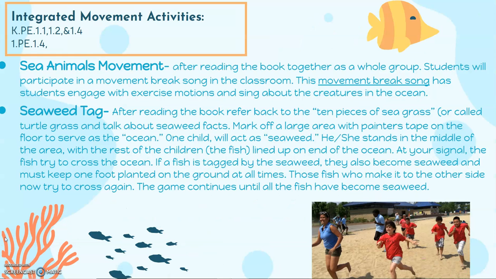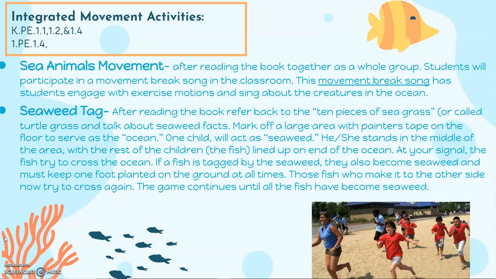Movement activities. Sea Animals Movement. After reading the book together, students will participate in a movement break song in the classroom. This movement break song has students engage with exercise motions and sing about the creatures in the ocean. Seaweed tag. After reading the book, refer back to the 10 pieces of seagrass, or in the story it's called turtle grass, and talk about seaweed facts.